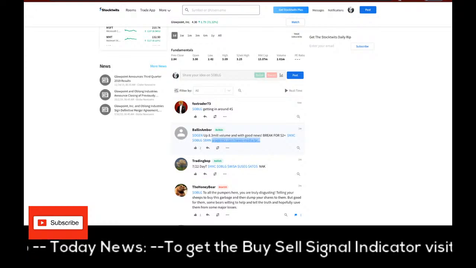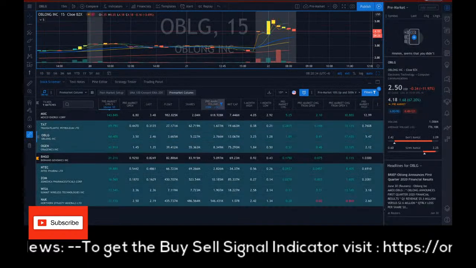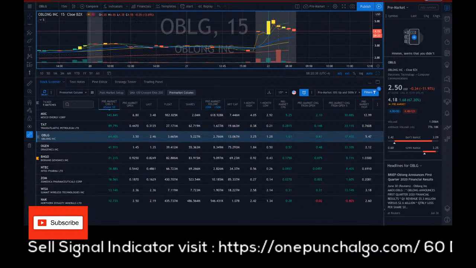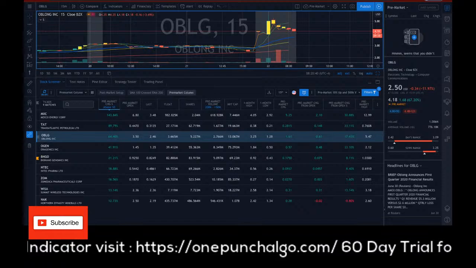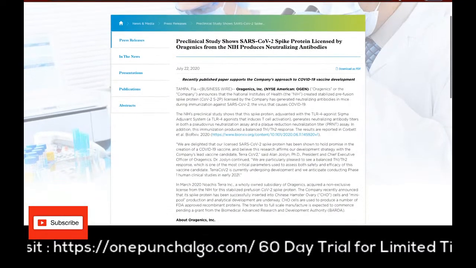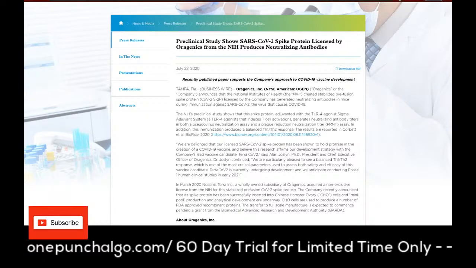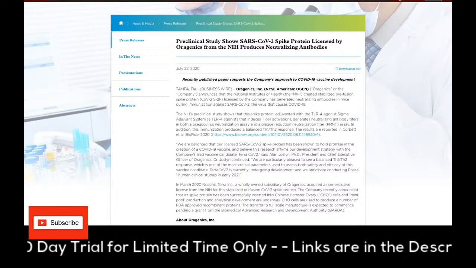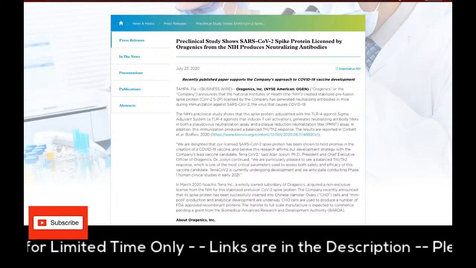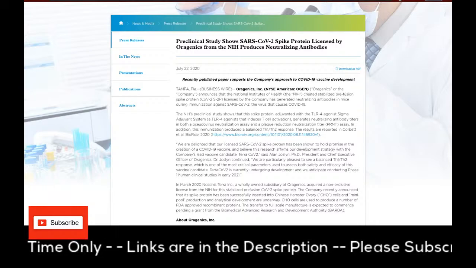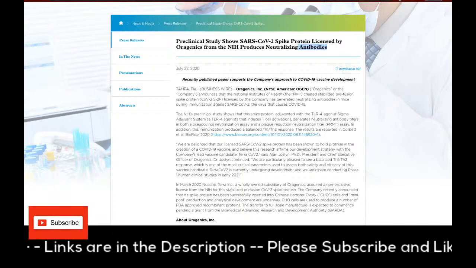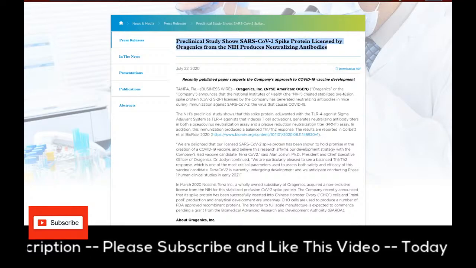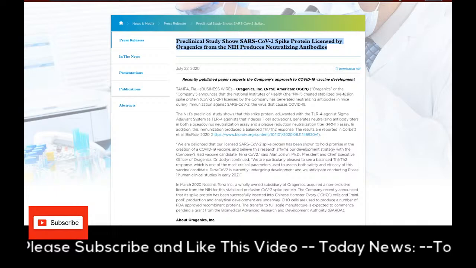No, Wix, not yet. I think it is in my list for the next one. Right now, I'm trying to check OBLG if they have any kind of news. July 22, yeah, there is something. Preclinical study shows SARS-CoV-2 spike protein neutralized antibodies. Alright, so seems like they do have news. Let me share you guys the link.